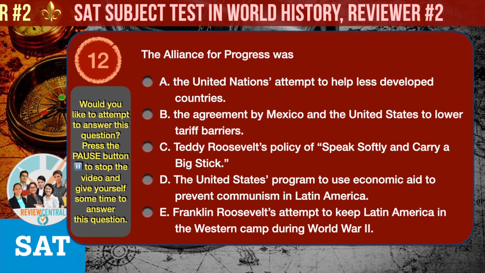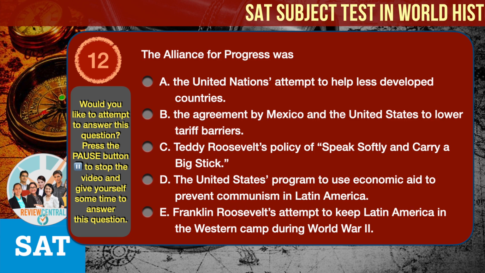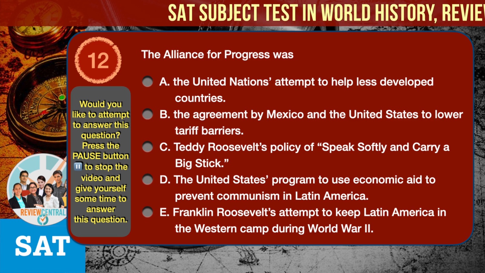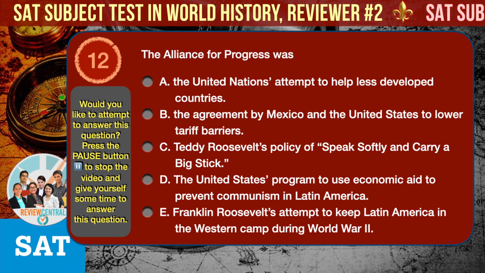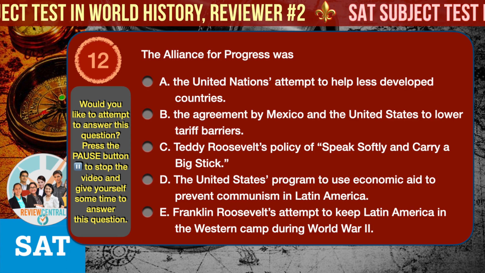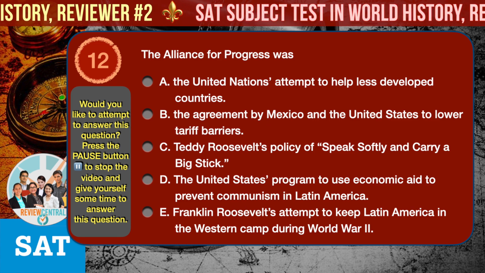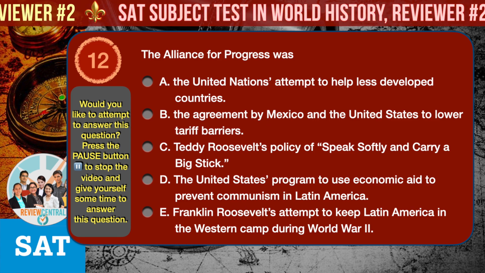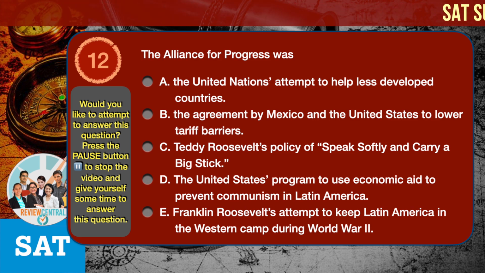Question number 12. The Alliance for Progress was A. The United Nations attempt to help less developed countries. B. The agreement by Mexico and the United States to lower tariff barriers. C. Teddy Roosevelt's policy of speak softly and carry a big stick. D. The United States program to use economic aid to prevent communism in Latin America. E. Franklin Roosevelt's attempt to keep Latin America in the Western camp during World War II.